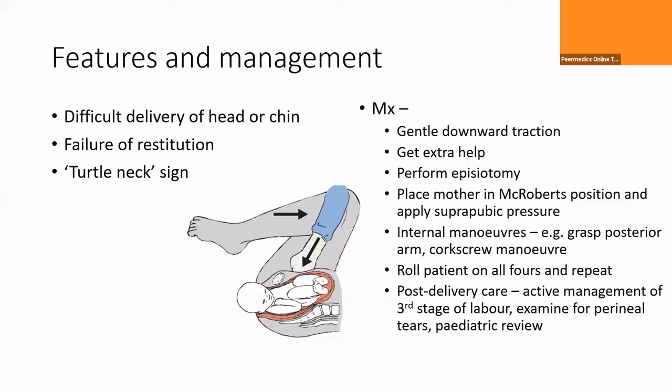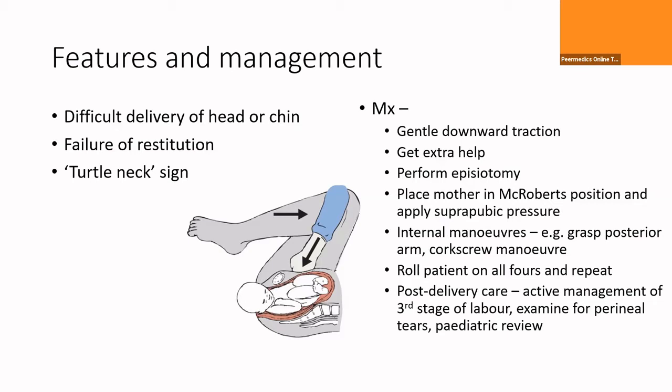This has a success rate of about 90%, and it's even more successful when you apply what's called suprapubic pressure. That's where you place your hand just above the maternal pubic symphysis, where the shoulder is going to be displaced, and either you apply a sustained pressure or you rock it. Doing both of these together is the most successful way we've got of dealing with this problem.